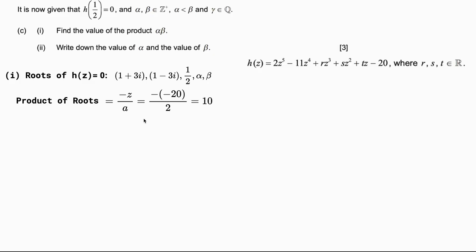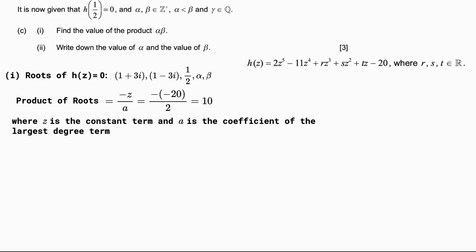Basically, the product of roots formula depends on whether the degree of the polynomial is even or odd. So in this case, since it is odd, this is a negative z over a. However, if the degree of the polynomial was 4, the product of roots formula would be z over a. So since the power over here is 5, it's an odd number. This is the formula that we use. So over here, z is the constant term, which we know, and a is the coefficient of the largest degree term. So we can simply substitute this into our formula.